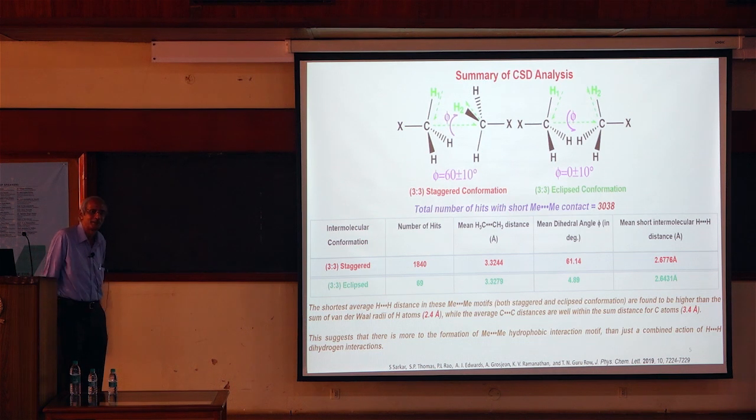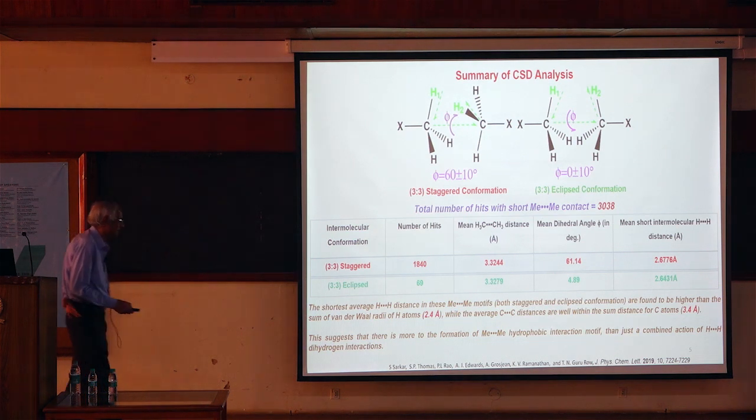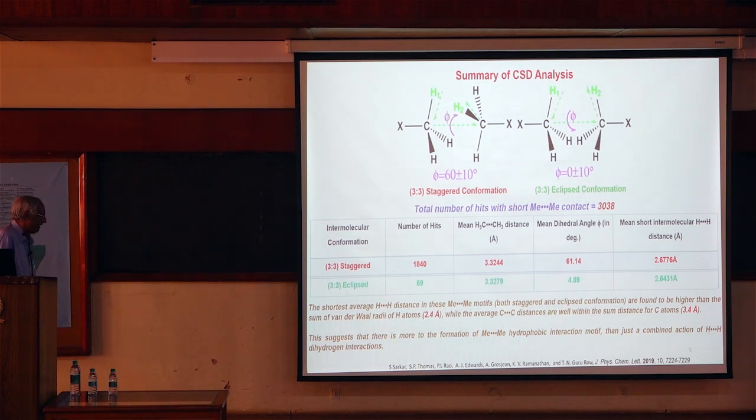That means the two carbons must be approaching each other. Then we ask the question, is it just a carbon bond? Like the carbon bond we have already seen, so it will be directional. Let's see what happens in that kind of situation. What is happening, therefore, is that we suggest there is more to the formation of ME-ME hydrophobic interaction than just appears to the eye. It is not a dihydrogen contact.